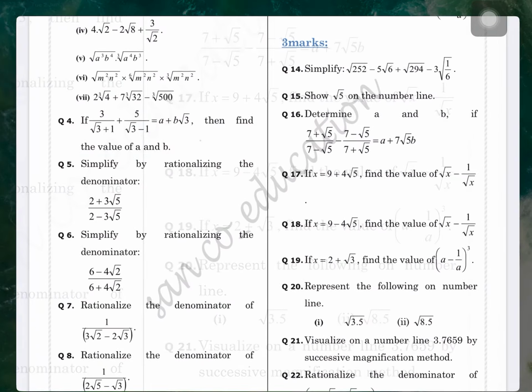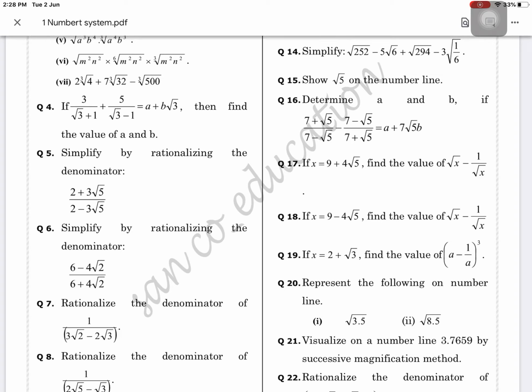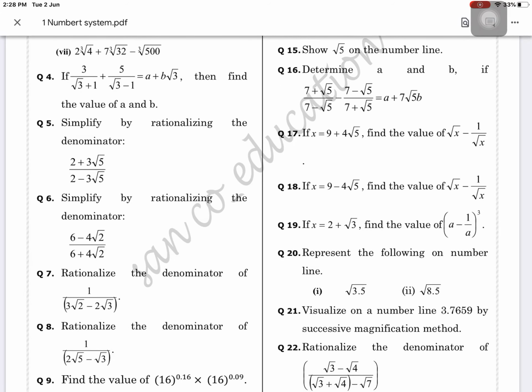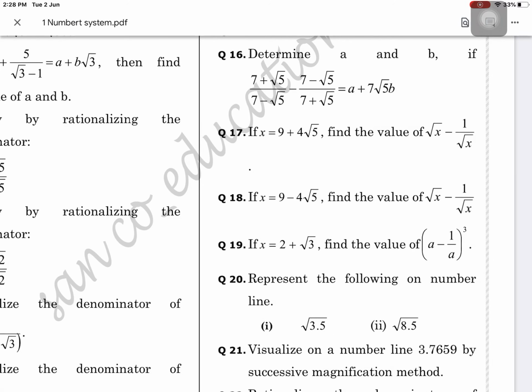Question number, what is that? Question number 13 is also there. Sorry, it's 17, it's 18, I told you, 17. Can you solve question number 18? Yeah, of course you can solve this.